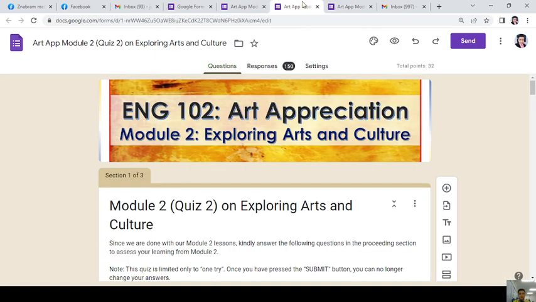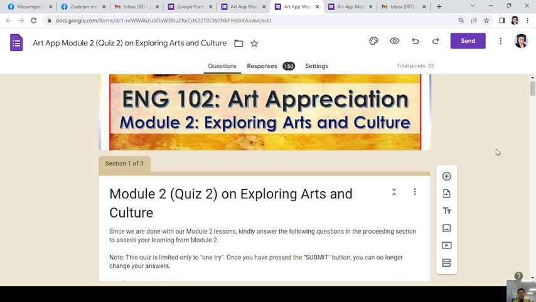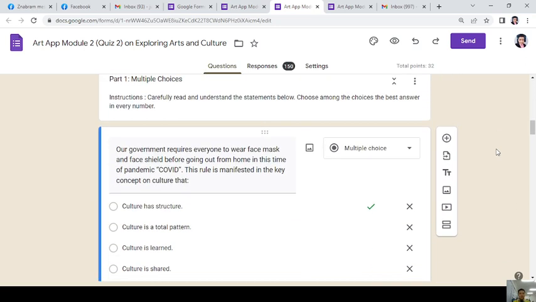Now let us move on to Module 2, Exploring Arts and Culture. Alright, here, the correct answer is culture has structure. Why? Because our government requires everyone to wear face mask and face shield before going out from home in this time of pandemic COVID. This rule is manifested in the key concept on culture, that culture has structure. You have to wear face mask and face shield before going out from your home because it's still pandemic time. So there is what we call structure being followed.